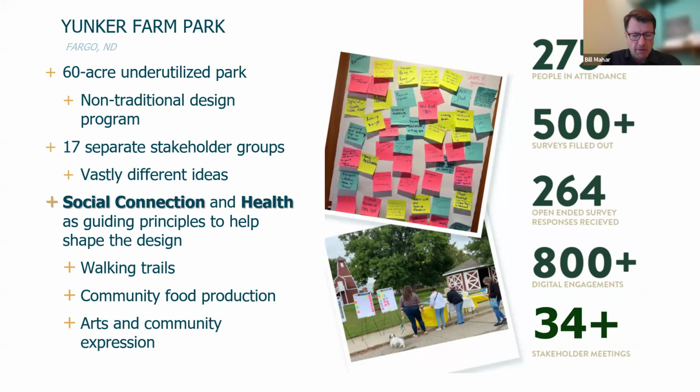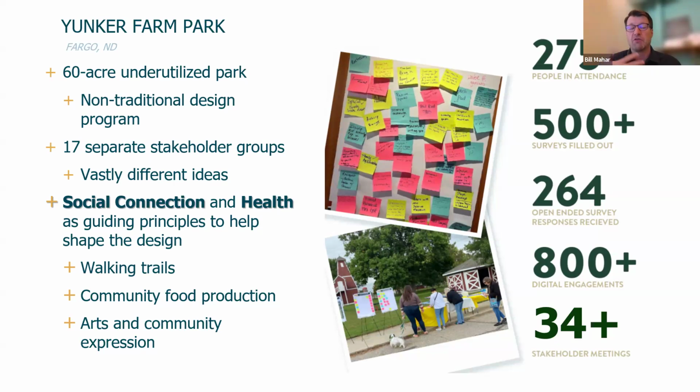And the story here is, this is a 60-acre underutilized park. It had 17 separate stakeholder groups that wanted to do vastly different things. Some of them wanted to put in a water slide park, a hotel, but the park was actually controlled by the National Park Service. And I didn't know that when we applied. It wasn't in the RFP, so talk about scope creep. But we worked through that with the National Park Service.